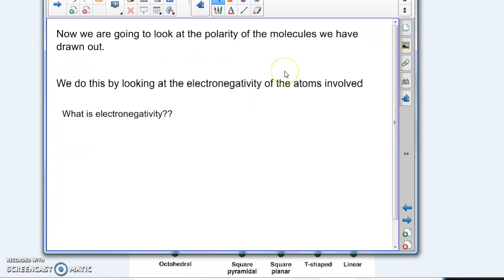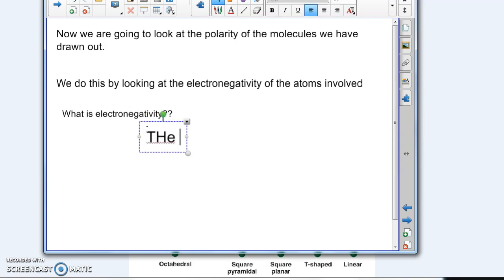Now we're going to look at the polarity of the molecules we have drawn out. So on your homework from Monday or Tuesday, you drew out a whole bunch of different molecules using Lewis structures. So we're going to look at, once again, the overall polarity of the whole things. We do this by looking at the electronegativity of the atoms involved, the differences in electronegativity, and then determining if the overall molecule is polar or nonpolar. So the first question is, what is electronegativity?